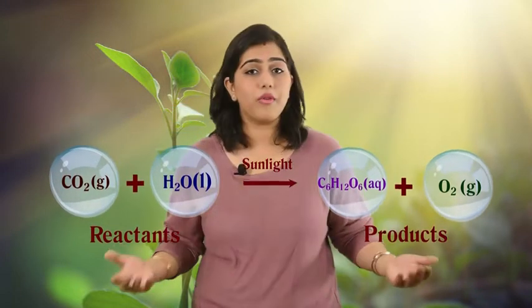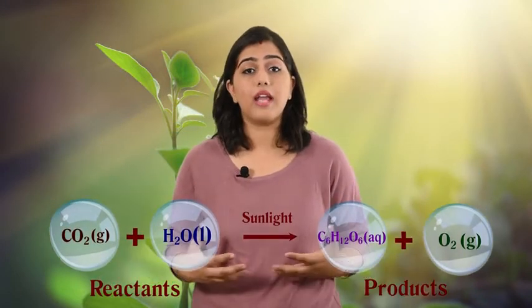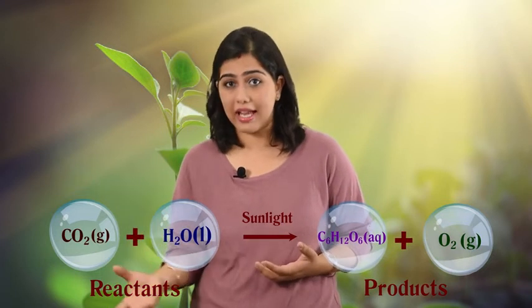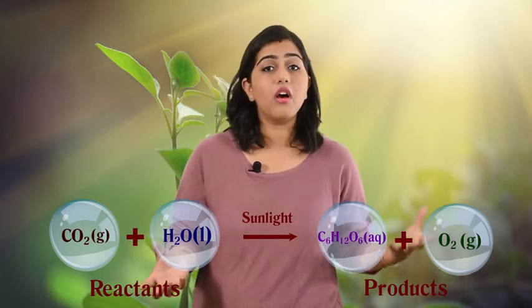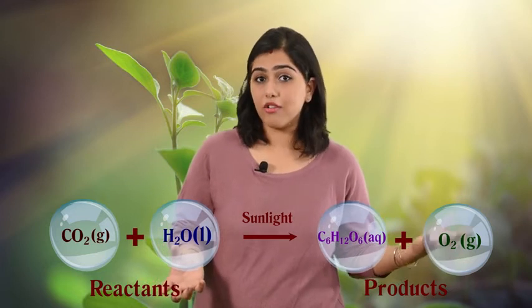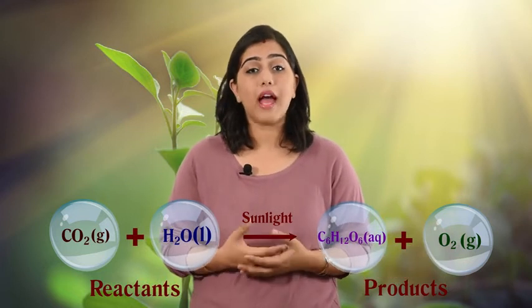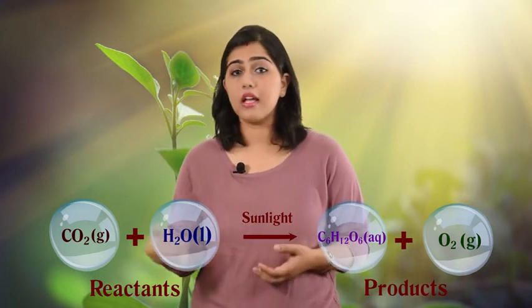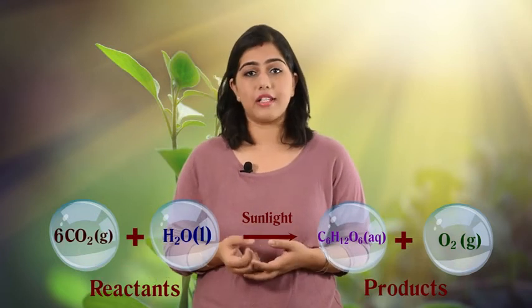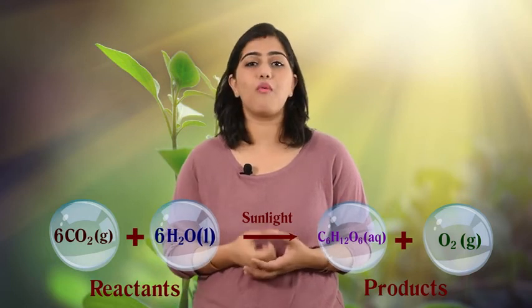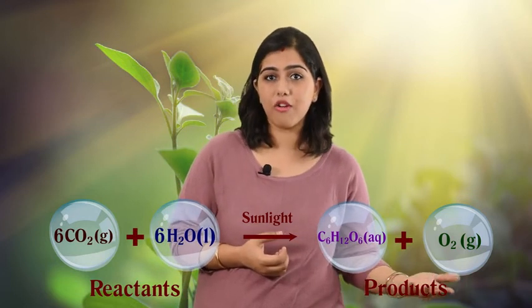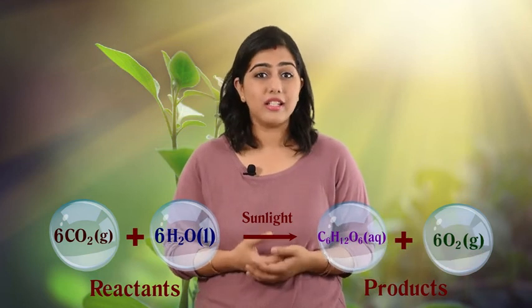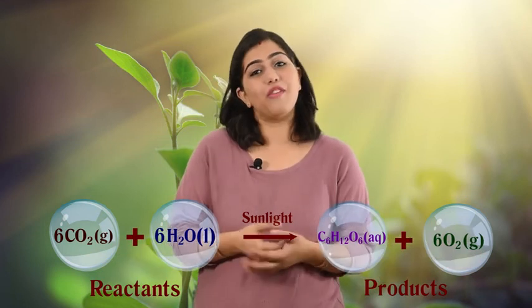Now, any chemical reaction is incomplete without giving the information of how many molecules of each reactant are required to give a certain number of molecules of products. So, we have to include that information as well. So, for photosynthesis, 6 molecules of carbon dioxide react with 6 molecules of water to give you 1 molecule of glucose and 6 molecules of oxygen gas. So this is how we write a complete chemical reaction.